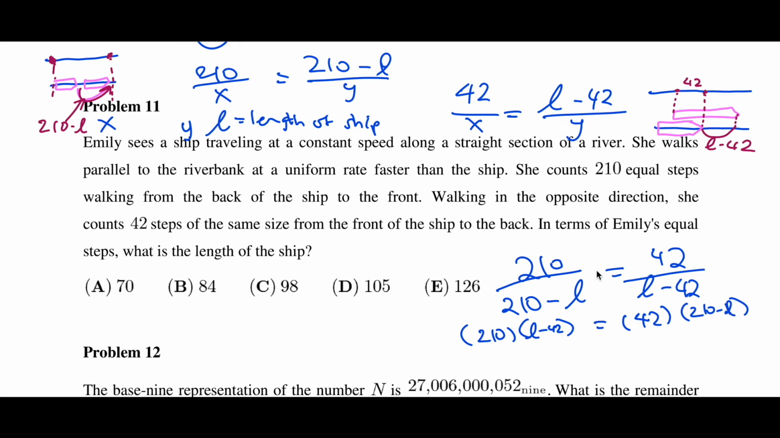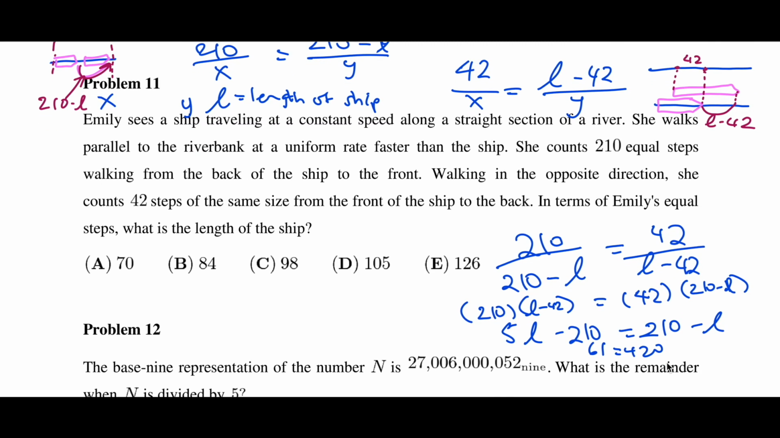Sorry. And now you would have 5L minus 210 is 210 minus L. So 6L would be 420. And let me scroll down just a bit. So L is 70, so the answer is A.